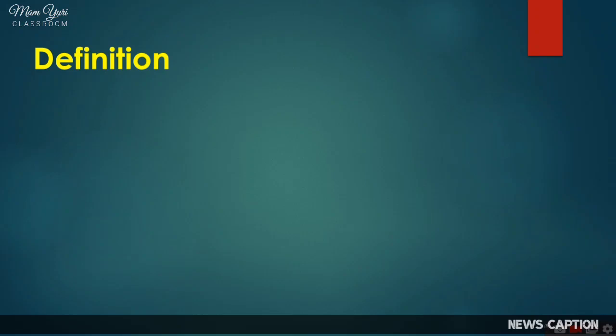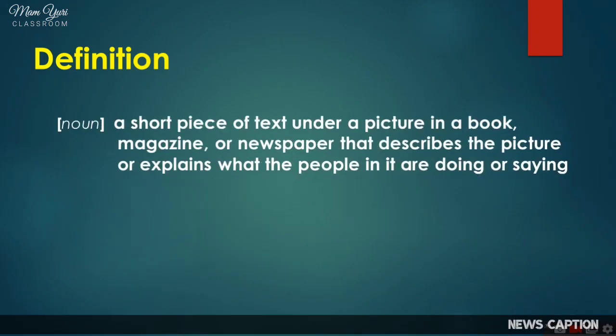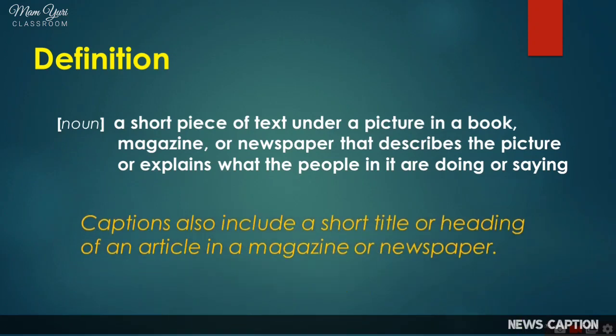Talking about the definition, a caption is a short piece of text under a picture in a book, magazine, or newspaper that describes the picture or explains what the people in it are doing or saying. So, secara definisi bahwa caption merupakan tulisan kecil yang berada di bawah foto, di bawah sebuah gambar, baik di buku, majalah, ataupun surat kabar, yang menggambarkan mengenai foto itu sendiri ataupun menjelaskan apa yang orang-orang lakukan ataupun katakan. Captions also include a short title or heading of an article in a magazine or newspaper.